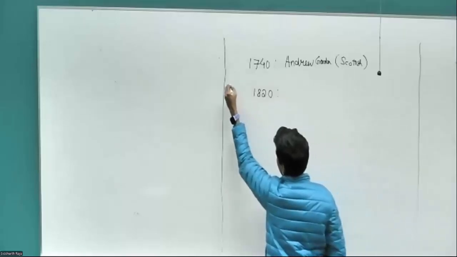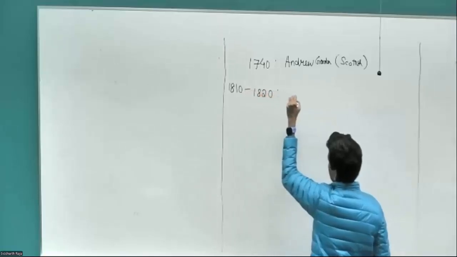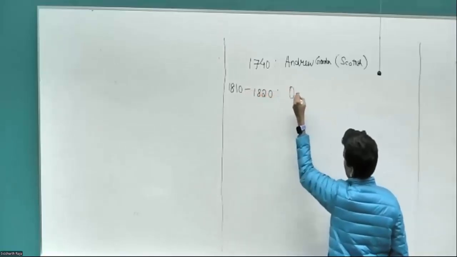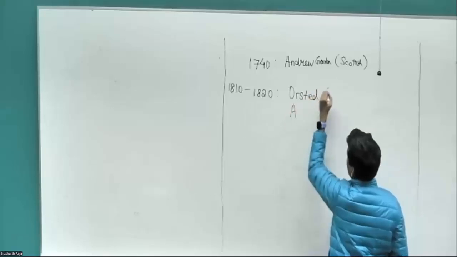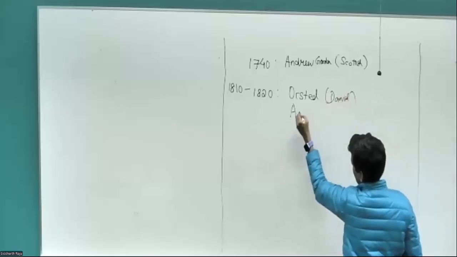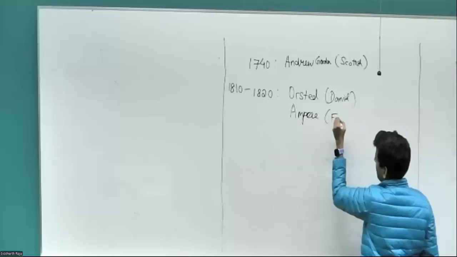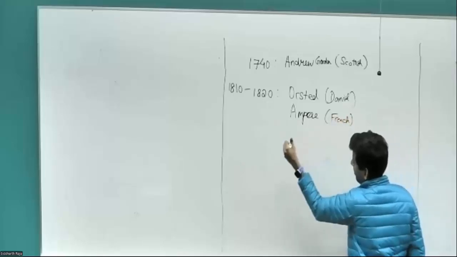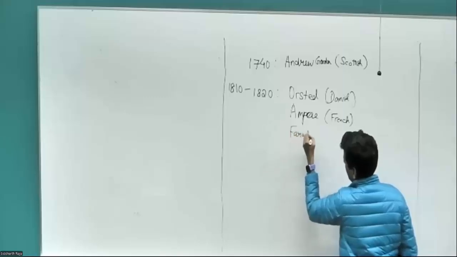And it was during this time period, early 1810s to late 1820s, that three key contributors emerged: Ørsted, Danish, and then we have Ampere, French, and Michael Faraday, British.